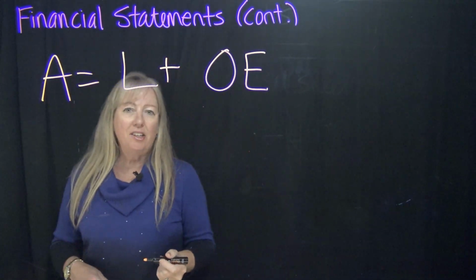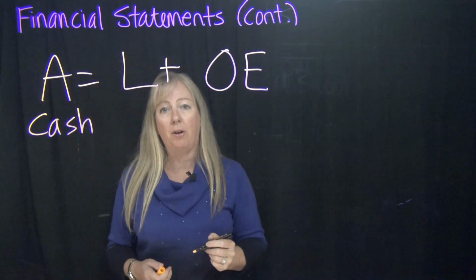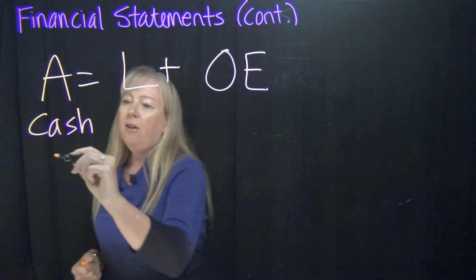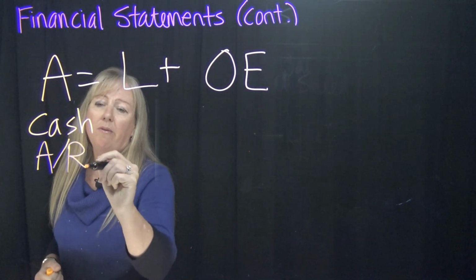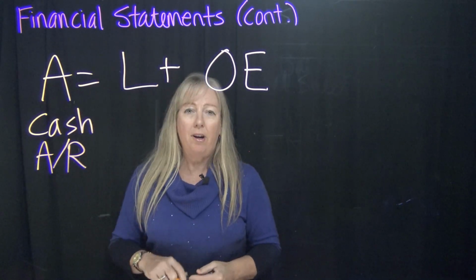In the assets section, we're always going to start with cash. The assets will be prepared in the order of liquidity, which means the closest to cash, so we're always going to start with cash. Usually there's going to be things like accounts receivable, supplies, and other current assets like that. AR stands for accounts receivable.